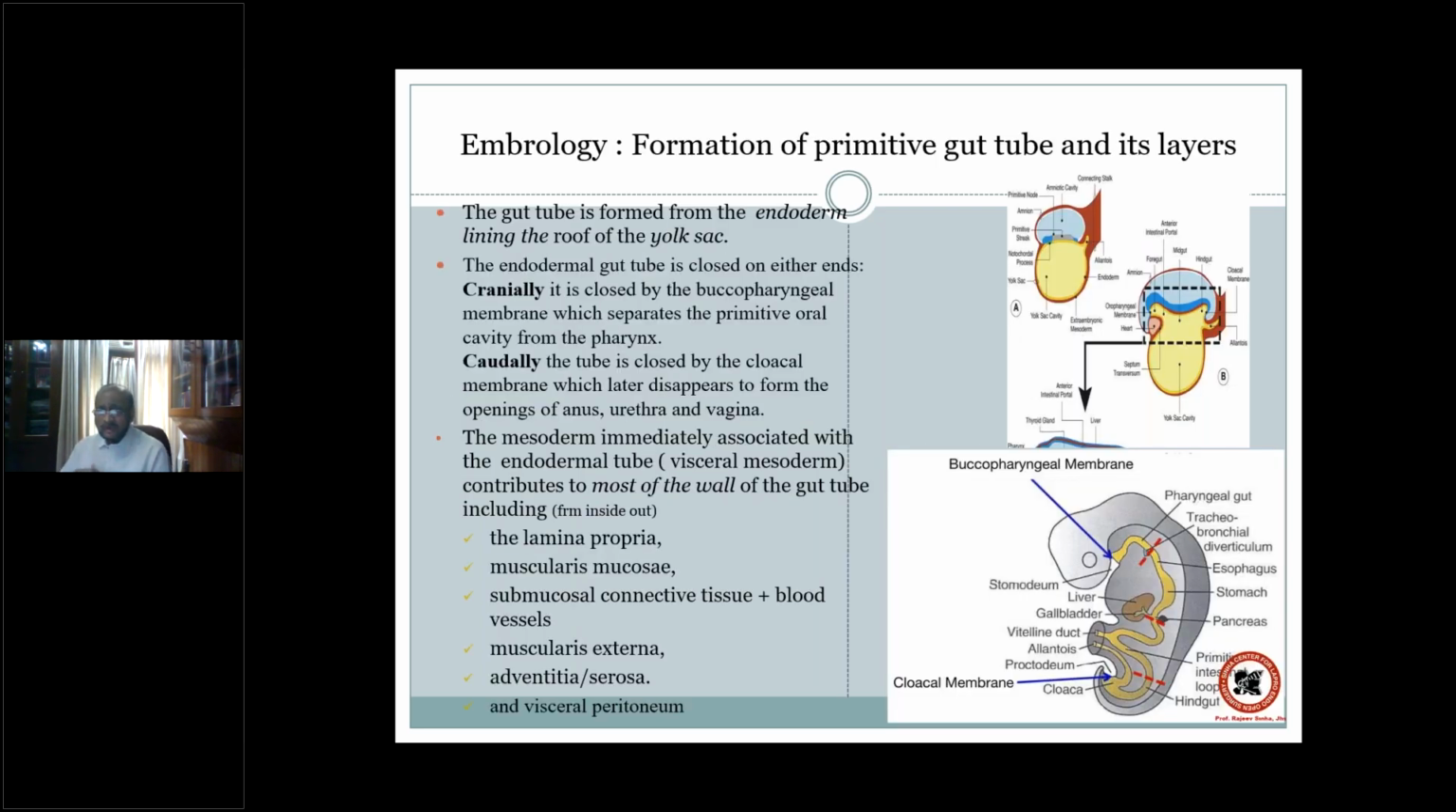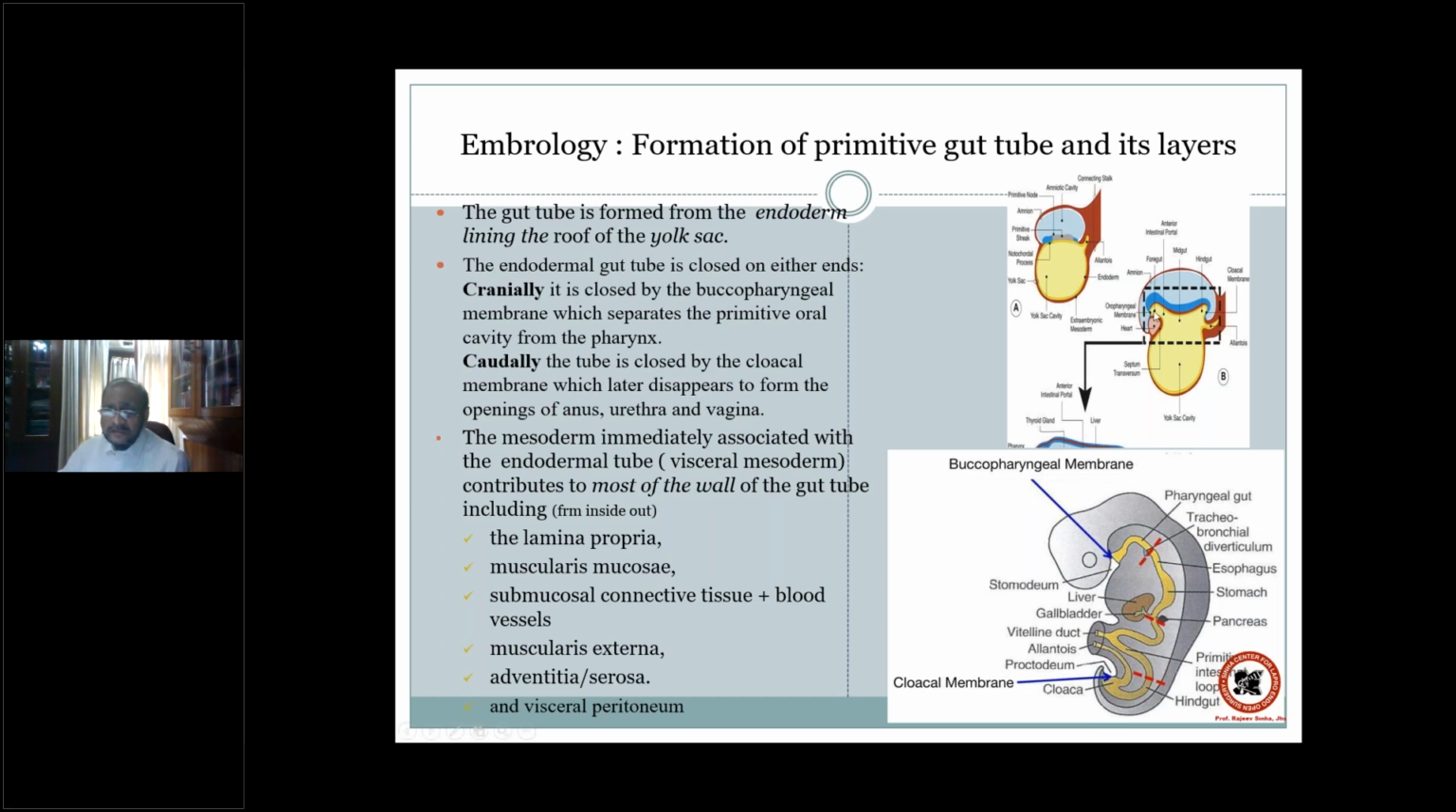So starting with the embryology first of all, if you look at the formation of the primitive gut tube and its layer, this is how the initial picture looks like. You've got the yolk sac, you've got the amniotic cavity, and you've got the primitive streak out here. This is from your knowledge of anatomy. You must probably be remembering it.